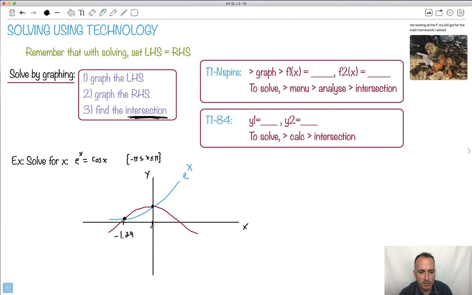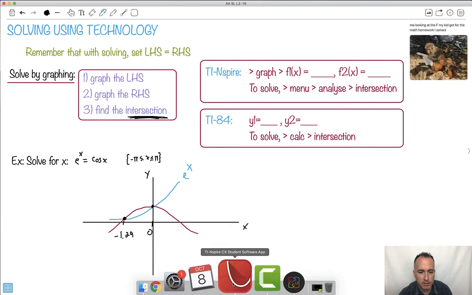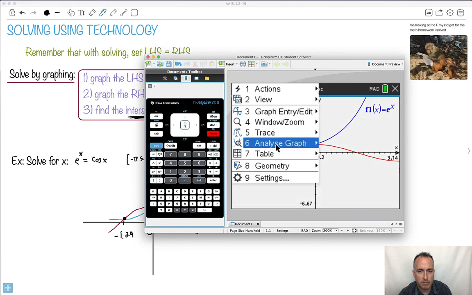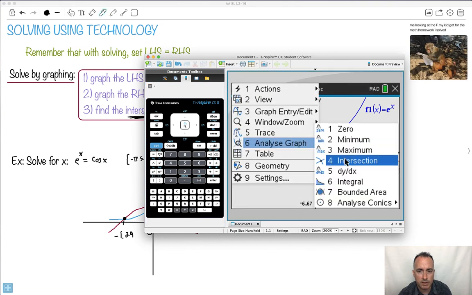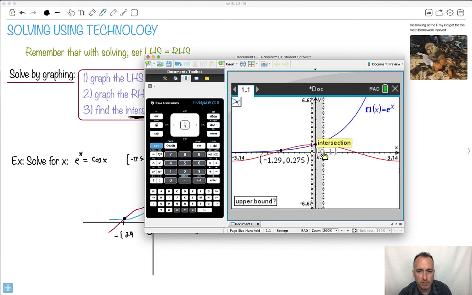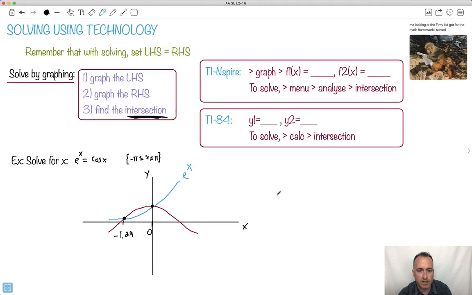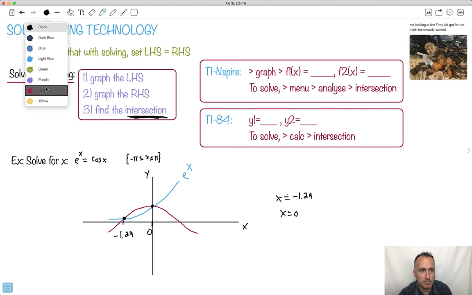The other one here I think is at 0, but let's just double check to be sure. So I'll go to menu, do analyze, and give me the intersection. Go from here to here, sure enough it's at x equals 0. Now, I don't care about the y value, I cared about the x's when I'm solving this. So I have my two solutions, and I have x equals roughly, approximated to three significant figures, and x equals 0. Those are my two solutions, and I'm done.